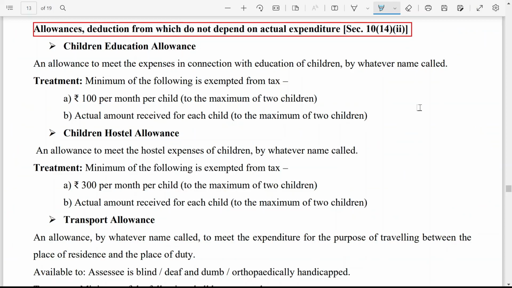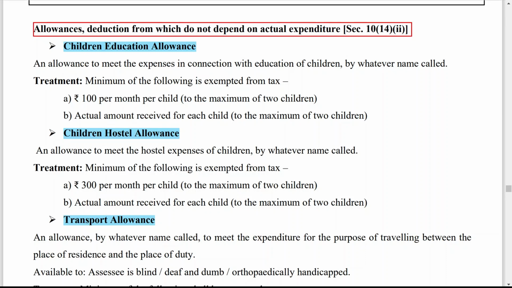So now these are the allowances, like children education allowance, children hostel allowance, transport allowance. These we have taken in our syllabus. So we are discussing only these three. In this case, it does not depend on how much you have spent. There is a fixed limit given by the government, above which exemption is not available. Any allowance to meet the expenses in connection with the education of children, by whatever name called, is considered as children education allowance. And the minimum of the following is exempted from tax.